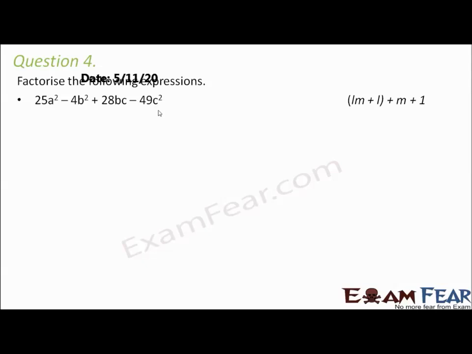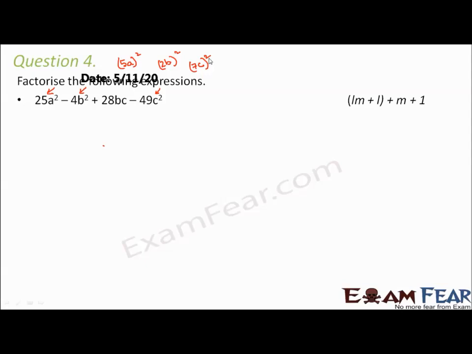Let's take a couple of seconds to analyze each term. If you look at the first term, it is a perfect square. So 25a square can be written as 5a whole square. If you look at the second term, this is also a perfect square because 4b square can be written as 2b whole square. If you look at the last term, this one also is a perfect square because you can write it as 7c whole square. So all these three quadratic terms are perfect squares.